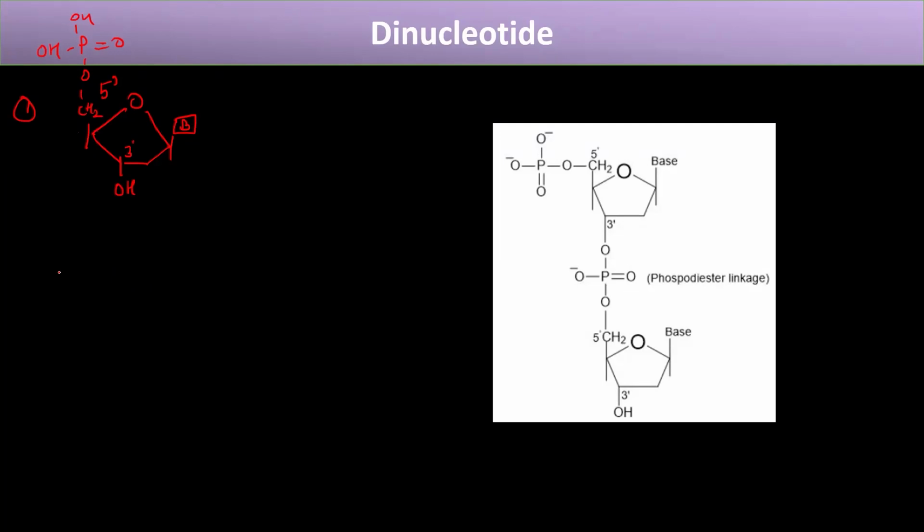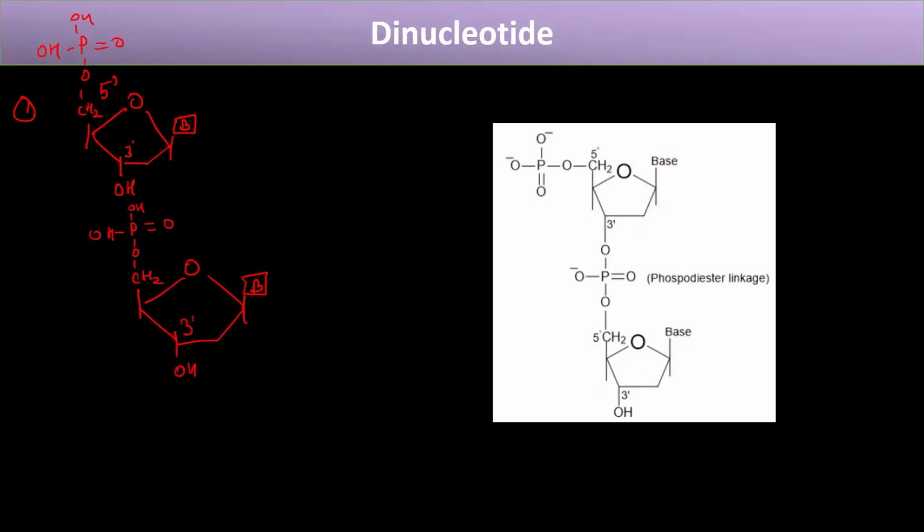Now let's draw the second nucleotide. The second nucleotide will be like this. Suppose there is some random base, adenine, guanine, cytosine, anything. Then you have CH2, you have O, you have P, and you have OH, right? You have O and you have OH. And then you have OH. This is your 3', right?